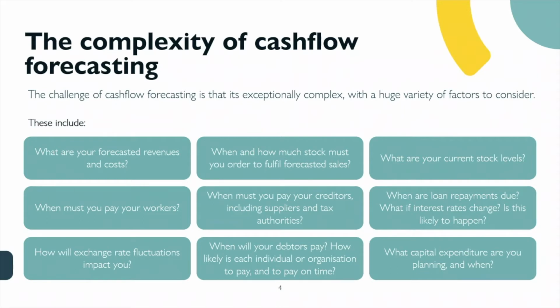So considerations such as your stock levels. If you are budgeting or forecasting sales, you'll need to look at your current stock levels, and basically you can work your way down your supply chain to see how much stock you need to order or to produce, and obviously the cash flow implications of those purchases. So stock levels need to be considered.